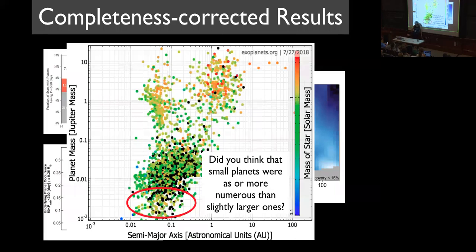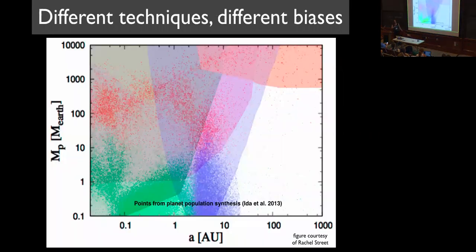Right. So this is a situation where we would have been misled. Okay, another point about this is that if we have different techniques, and we've heard about a whole range of planet detection techniques this week, all of them have different biases, all right? So here, thank you to Rachel Street for making this plot.